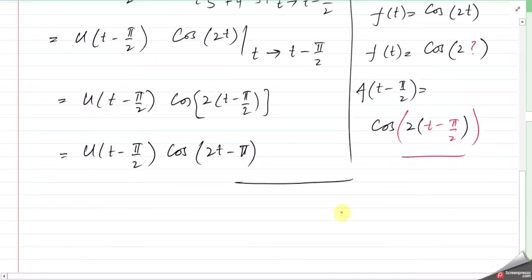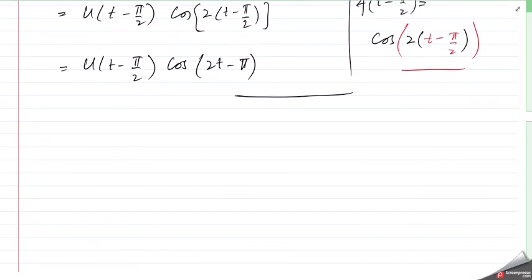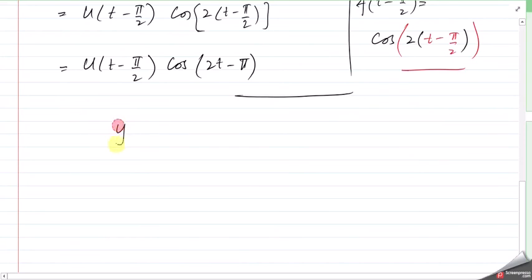Alright, let's do one last question, which is using unit step in differential equations. Our differential equation is y prime plus y equals 7 times u(t minus 1), and the initial condition given is y of 0 equals 0.